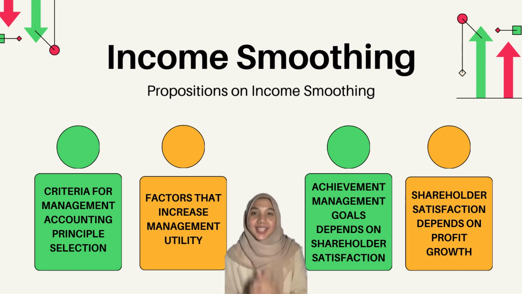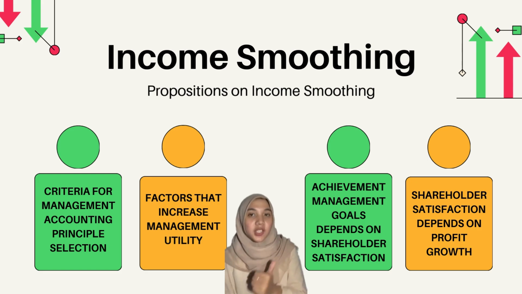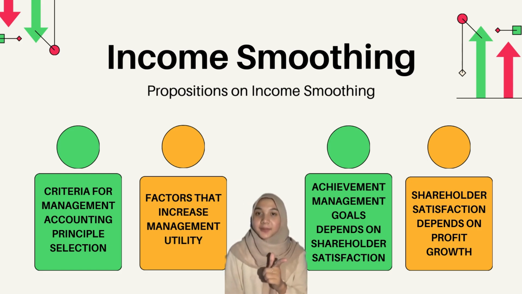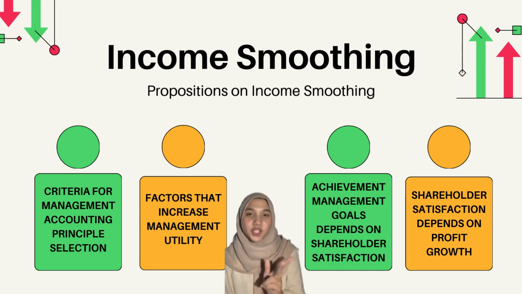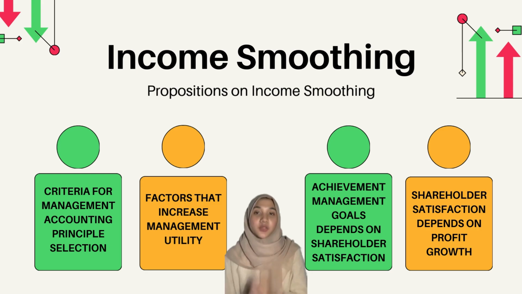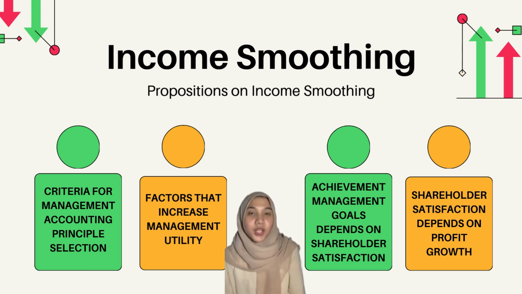This means that management's interests are greatly influenced by how shareholders assess financial statements. If shareholders are satisfied, they tend to not push for management changes, agree to strategic policies, and increase incentives for management. And the last one, shareholder satisfaction depends on profit growth. Shareholders tend to be satisfied if they see positive and stable growth in the company's profit. Therefore, management has an incentive to do income smoothing so that profits appear to continue to grow, even though in reality they may fluctuate, so that stock price remains stable or increases.